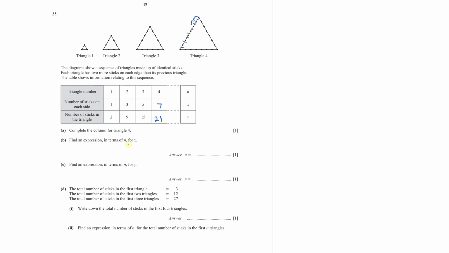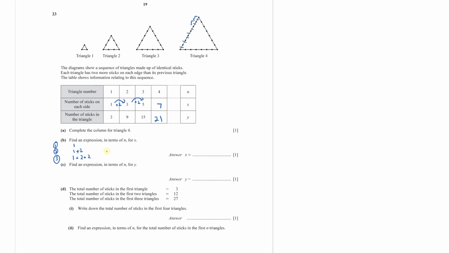Find an expression in terms of n for x. This is a question related to a sequence. So x is basically the nth term of this sequence. You have a sequence here which is 1, 3, 5. Every time you add 2 to get the next value. So let's write down the sequence values. 1, then 1 plus 2, which is 3, then 1 plus 2 plus 2, which is 5. This is the first term, the second term, the third term.